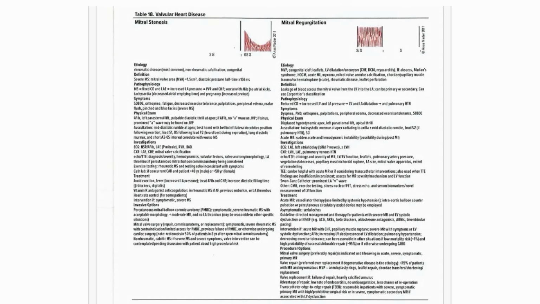Patients may also have a third heart sound, mid-diastolic rumble, and a loud pulmonary component of the second heart sound if pulmonary hypertension is present. The phonocardiogram above the table illustrates the holosystolic murmur, extending throughout systole, which is classic for mitral regurgitation.